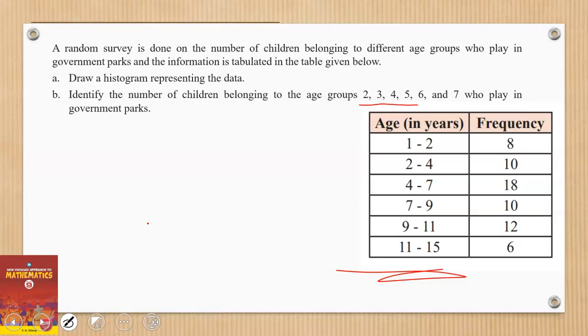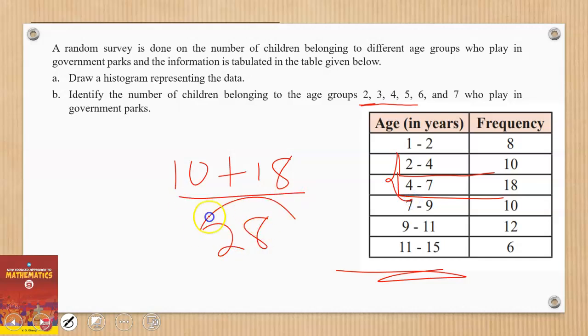So if you look at the age group of between 2 and 7, from here 2 to 4 gives us 10, okay, and then 4 to 7 gives us 18. And so if we are finding the age between 2 up to 7, then we add these two numbers and that will give us 28. So 28 children were between the age of 2 to 7 who were playing on the government park. Okay, so we are done with that question.